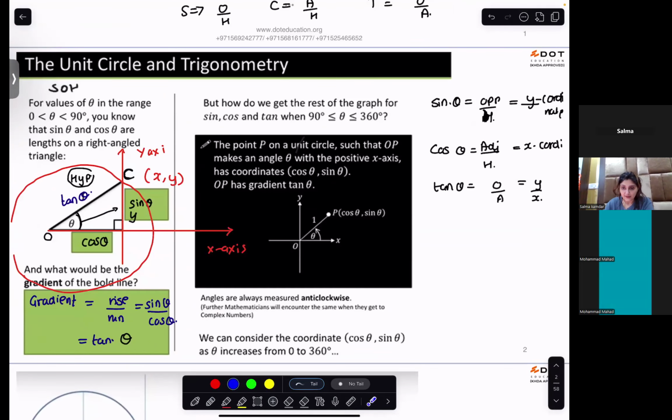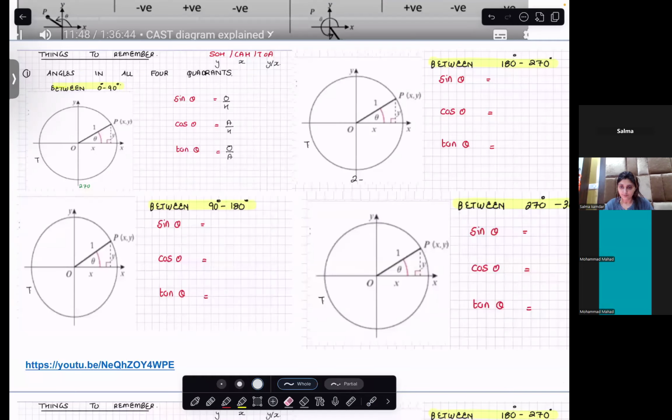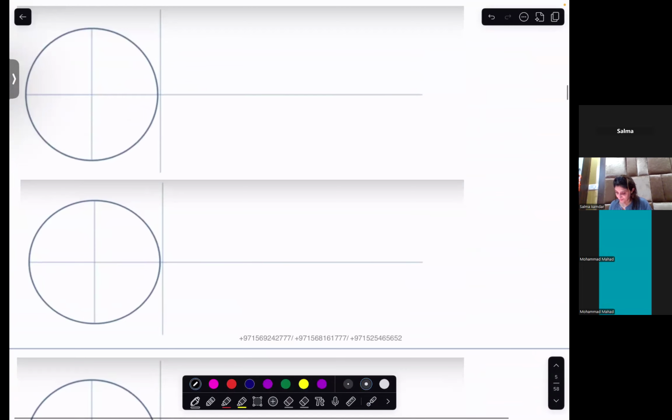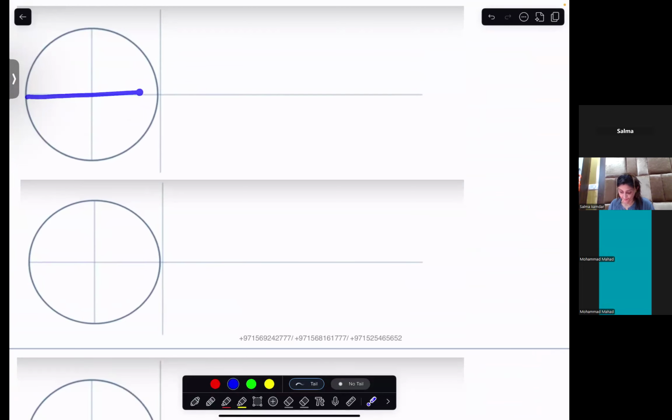Now let me take you to this part. You want to write your notes, please write it. So we are talking in angles in all the four quadrants. I've given you four circles. Assume this is which axis? X-axis. This is which axis? Y-axis. So I would say this is my first quadrant. This would be my second, third quadrant, and this would be my fourth quadrant. Are you with me?